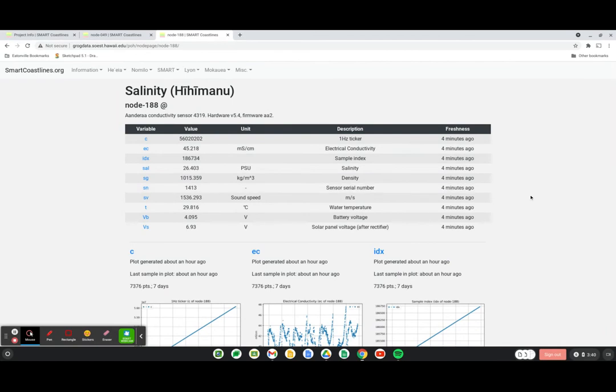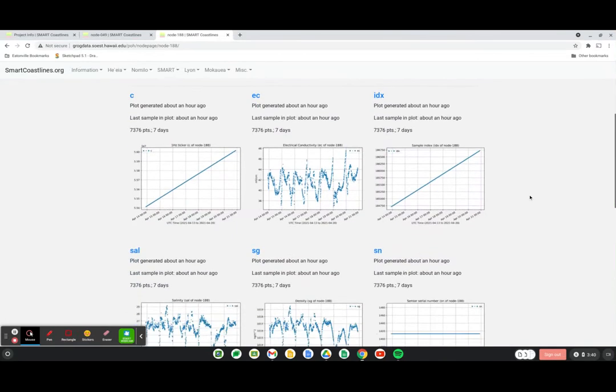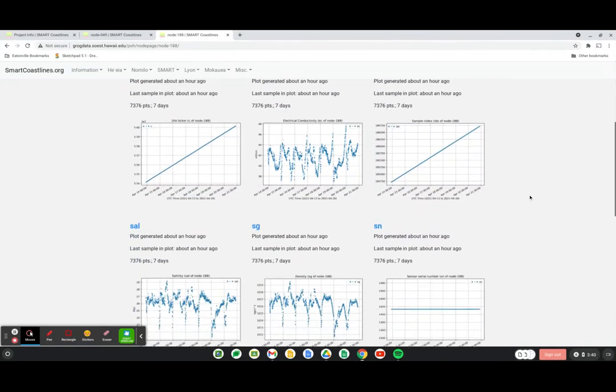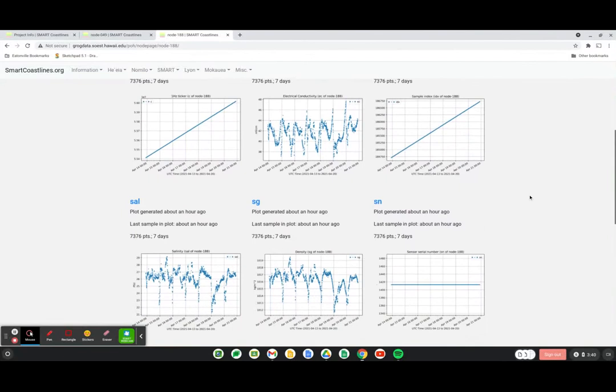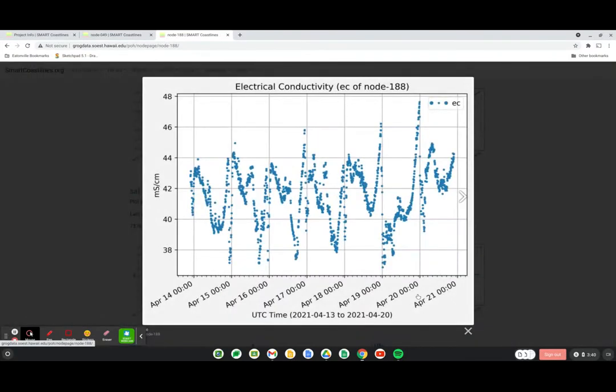As we scroll down, we can see the graphs of the data that's been collected over the last few days, going back to April 14th, and then all the way up to today, April 20th. So as we look at the data points, we can start to see some patterns here. In particular for this parameter, we're seeing fluctuations throughout the day of the amount of electrical conductivity in the water.